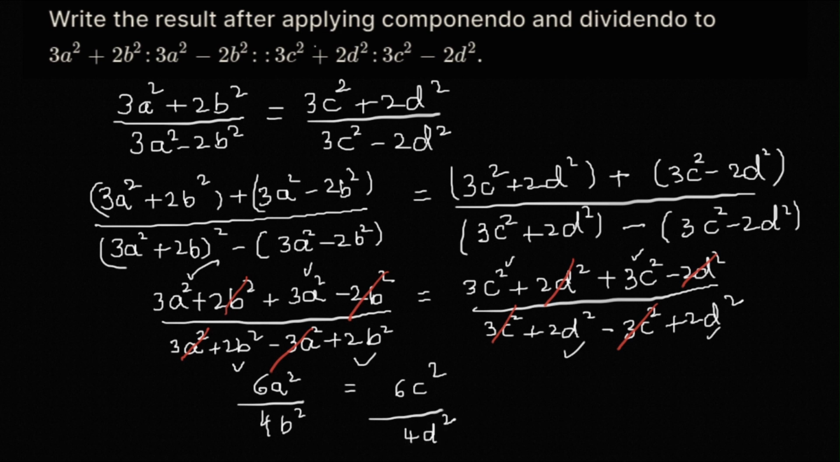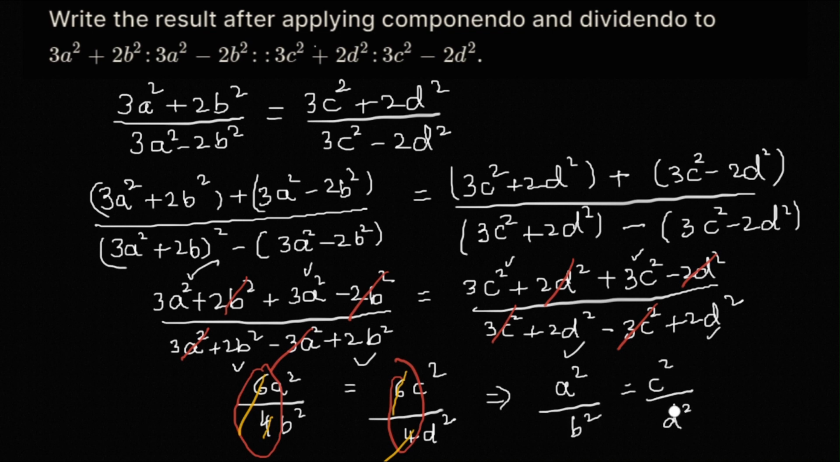If you look at the fraction, it's 6 by 4 and 6 by 4 on both sides, so those fractions are going to get cancelled. So as a result, after simplifying, we have a square over b square equals c square over d square. So we can say that a square is to b square is proportional to c square is to d square. This is how we can simplify this.